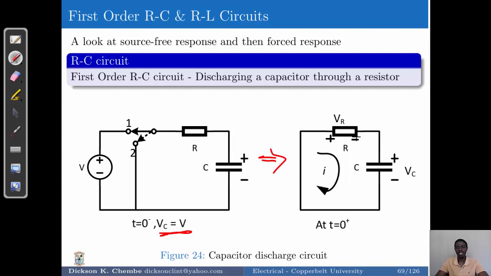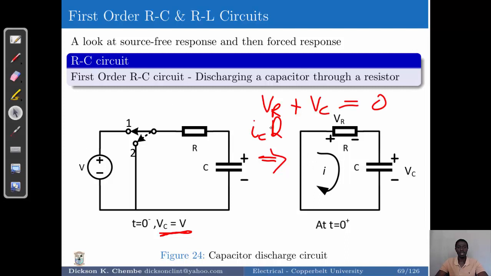So we apply KVL. We know that KVL states that the sum of voltage drops across the elements must be equal to 0. In this case, we don't have a voltage source. What we have is the voltage drop across the resistor, VR, and the voltage drop across the capacitor, VC. This must give us 0 because the source is 0. And using this, we replace the voltage drop across the resistor, which is equal to IC multiplied by the value of resistance.